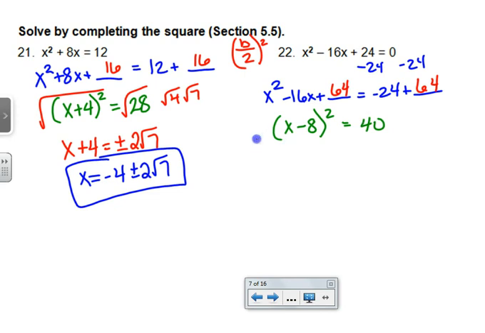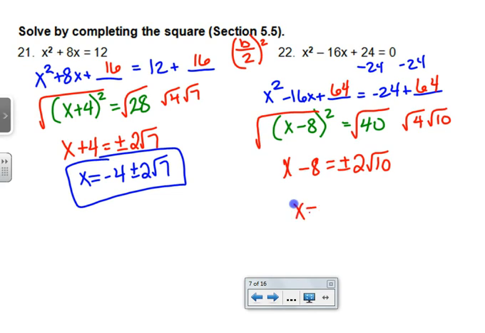Okay, we're going to square root both sides. 40 is 4 times 10. So this breaks into x minus 8 equals plus and minus 2 square root of 10. We're going to add 8. And your final answer looks like that. There's nothing more you can do to simplify that. That is it.